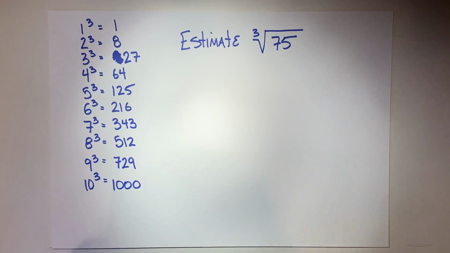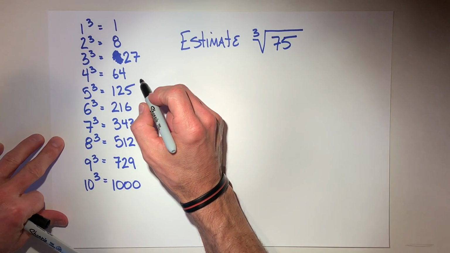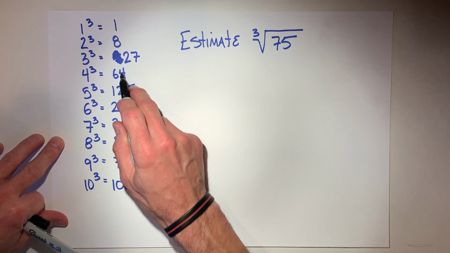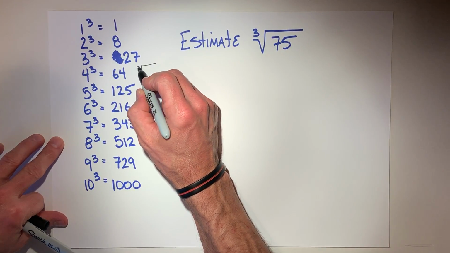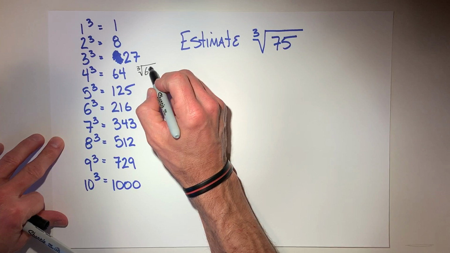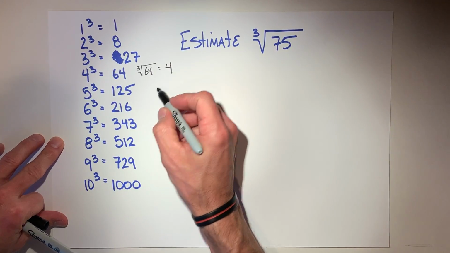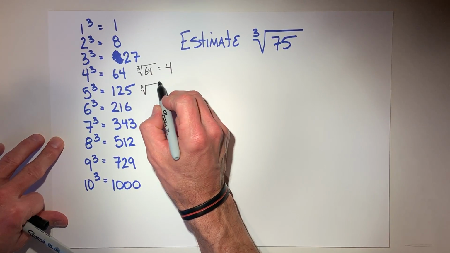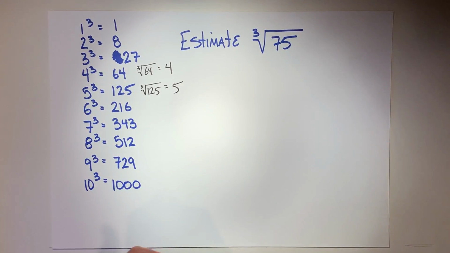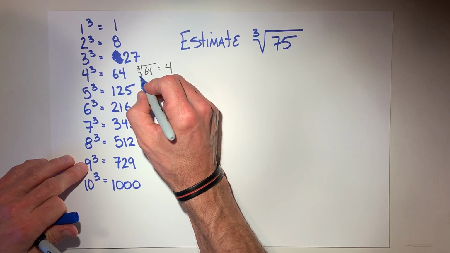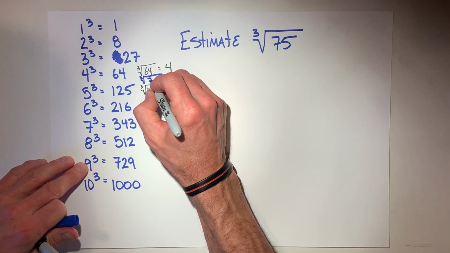So here we go. I recognize, just like I did before, that the 75 occurs between 64 and 125. And I know that the square root, or I'm sorry, cubic root of 64 is 4, and the cubic root of 125 is 5, and the thing that we're after is the cubic root of 75.